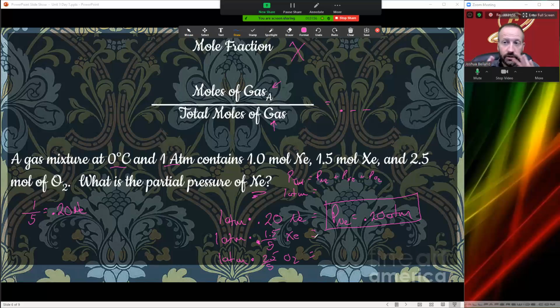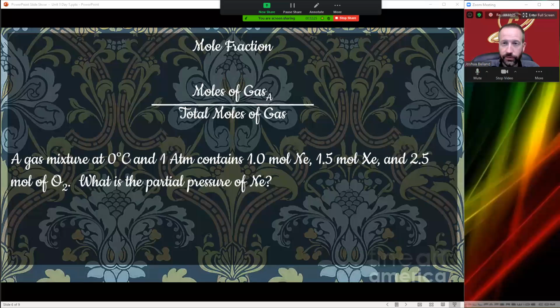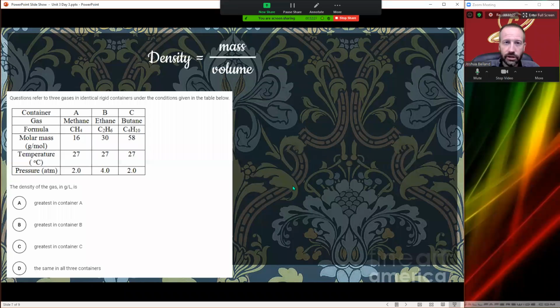So if you've never seen mole fraction before, it's this easy. It's a fraction of moles, and we can absolutely use it to ratio to find the partial pressure of something if I know the total. It works really well because of Dalton's law. So there we go. Okay, I'm going to clear this away. Brain fart moment there.